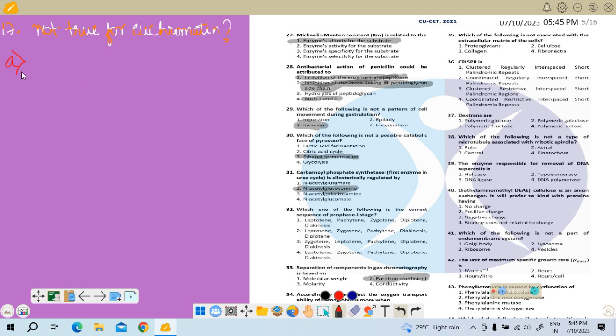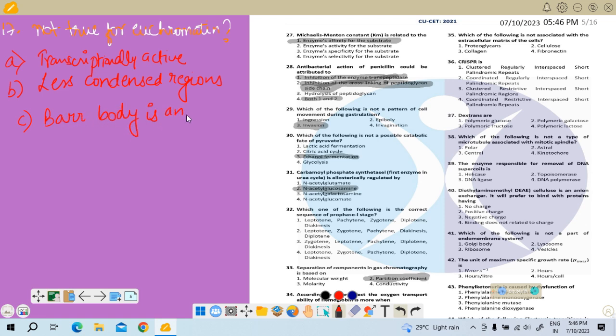Okay, so option A, they are transcriptionally active. Second option is they are less condensed regions of chromosomes. C is bar body is an example of euchromatin. D is all of these.